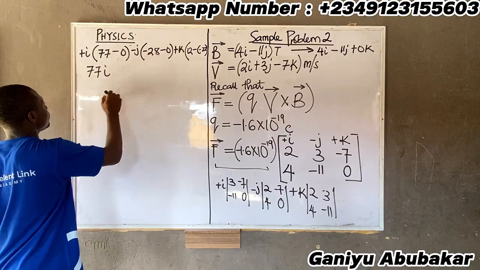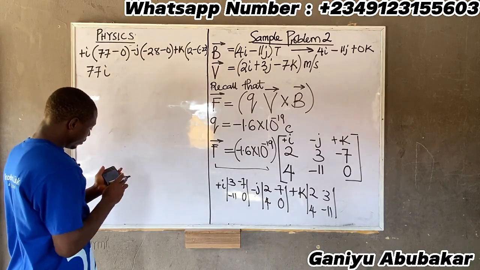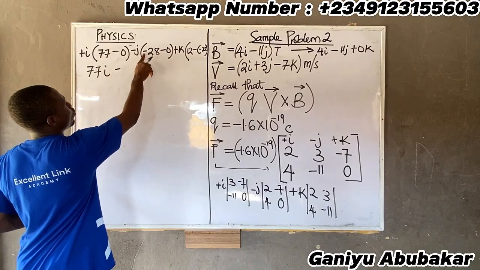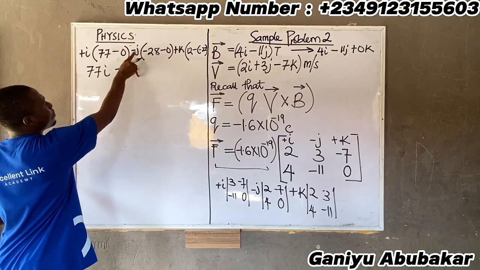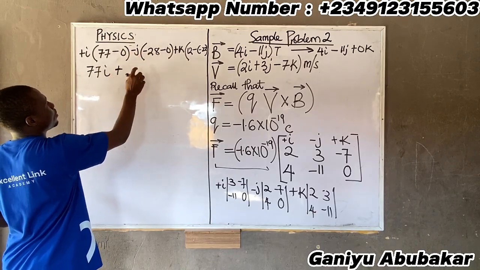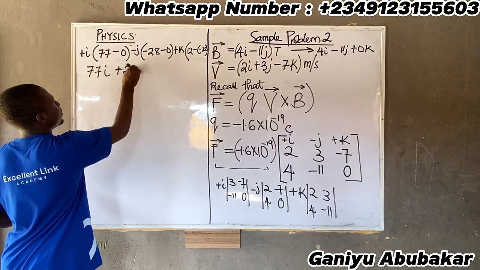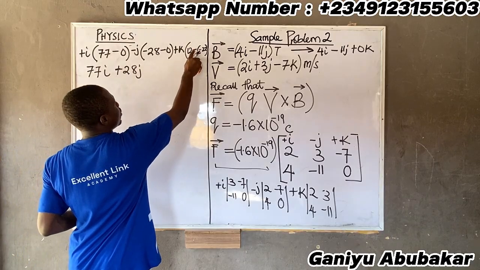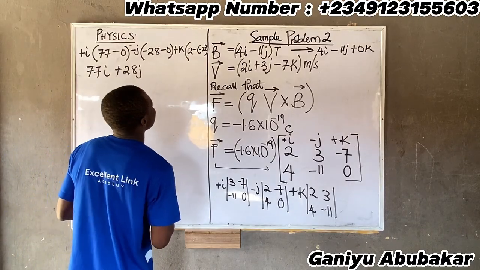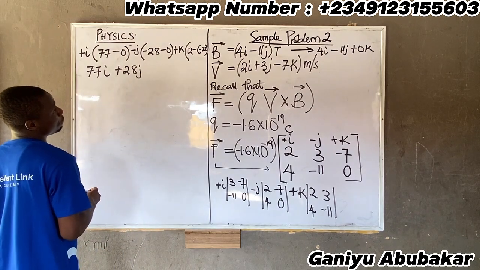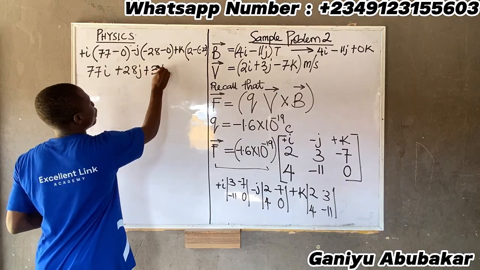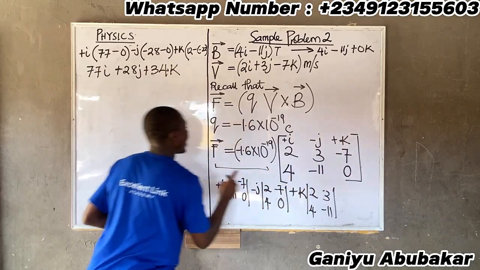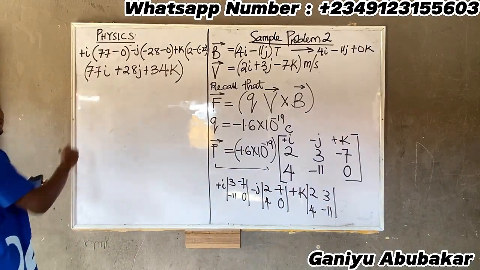That gives 77i. Then minus 28 minus 0, so plus minus gives you plus, 28 minus 0 gives 28, that gives you 28j. Of course, plus minus gives you plus, so 12 plus 22 gives you 34, that gives you plus 34k. So when I solve this one, I have this value as my expression.